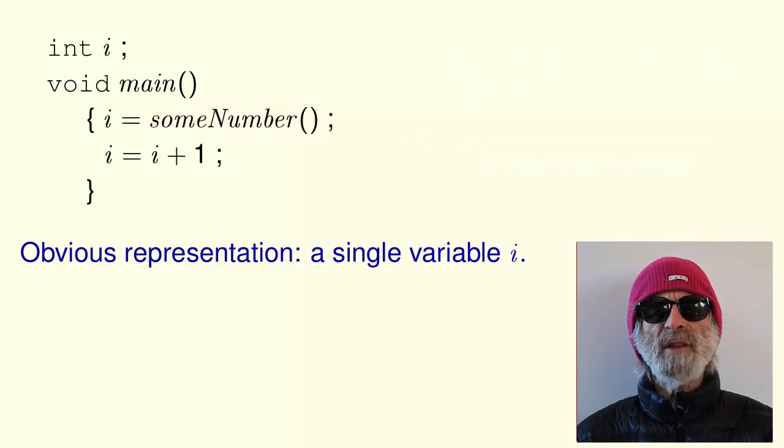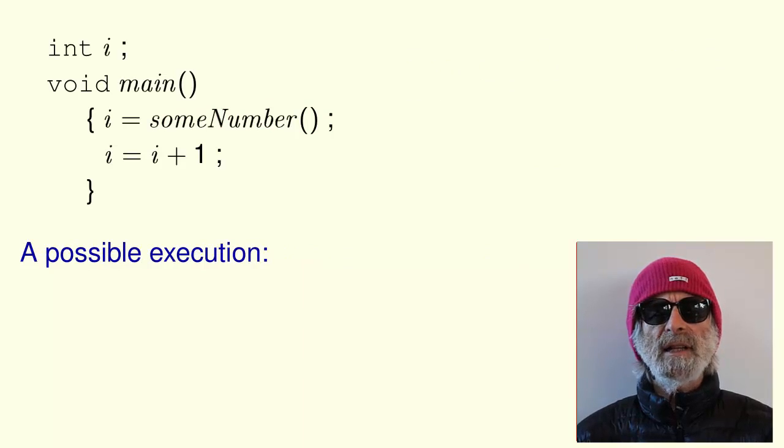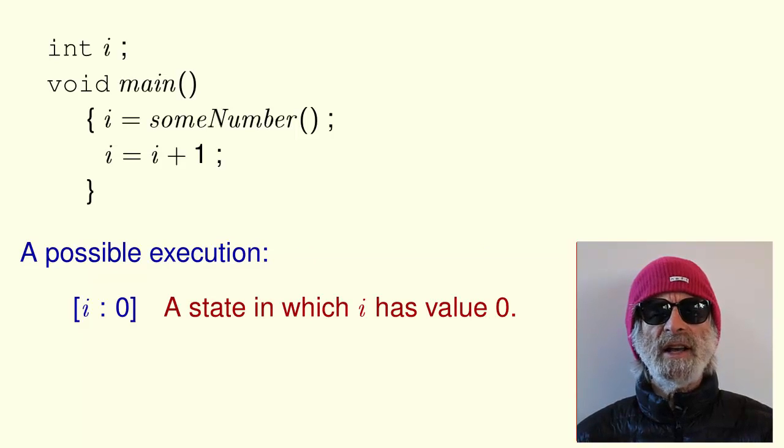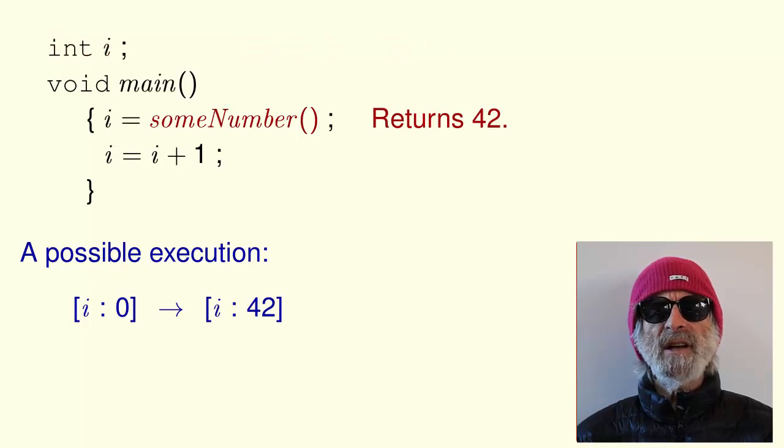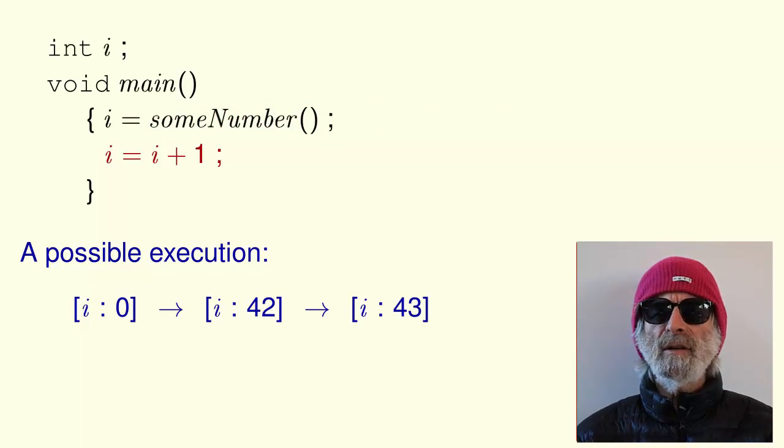An obvious way to represent this program as a state machine is with a single variable I. Let's look at one possible execution. Here's the initial state. It's a state that assigns the value 0 to I. It's the only possible initial state because in C, this declaration initializes I to 0. In the second state, I equals 42 because the call of SomeNumber happened to return 42. Execution of the third statement increments I, producing the third state in which I equals 43.